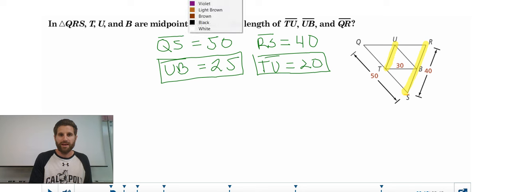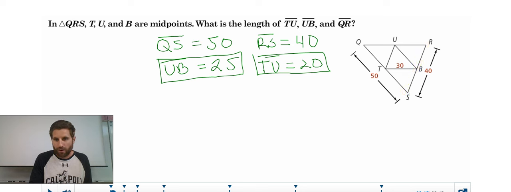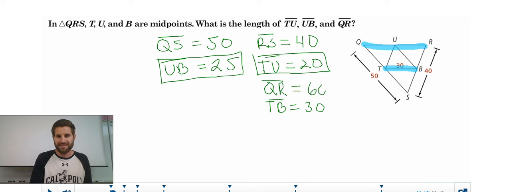Okay, and last but not least, we're going to take a look at QR. So I want to find QR. I'm given TB, so those guys can match. So this one's going to work backwards. If TB is 30, then we're going to double to get QR. So we have to go back and forth. On this one, we're actually going to make it larger. So QR is going to be equal to 60. And there we go. All set.